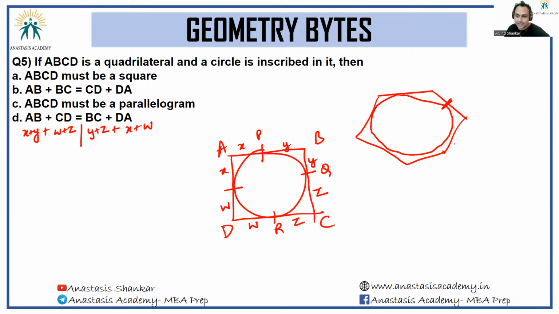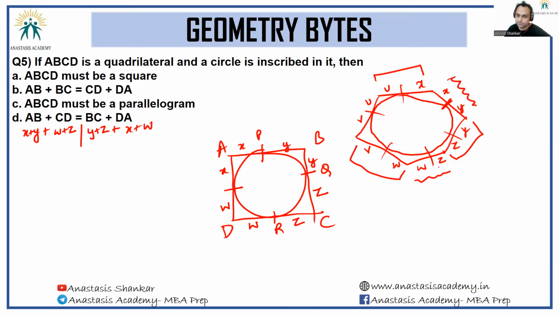work with it. These are the tangency points. If this is X, this is X, this is Y, this is Y, if this is Z, this is Z, if this is W, this is W, if this is V, this is V, if this is U, this is U. So look at these sides. You've got one X, one Y, one Z, one W, one V, one U. And now look at these sides: X, Y, Z, W, V, U, same thing.